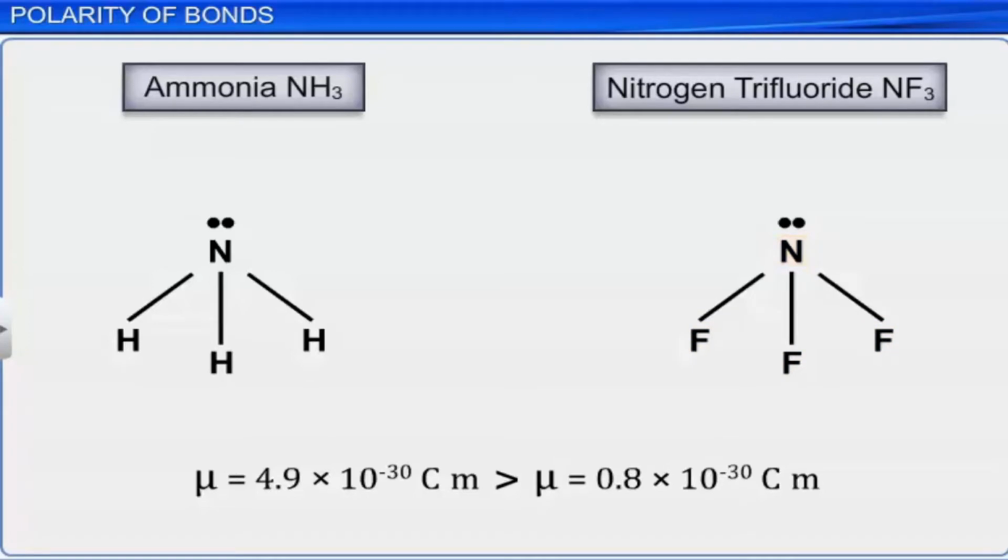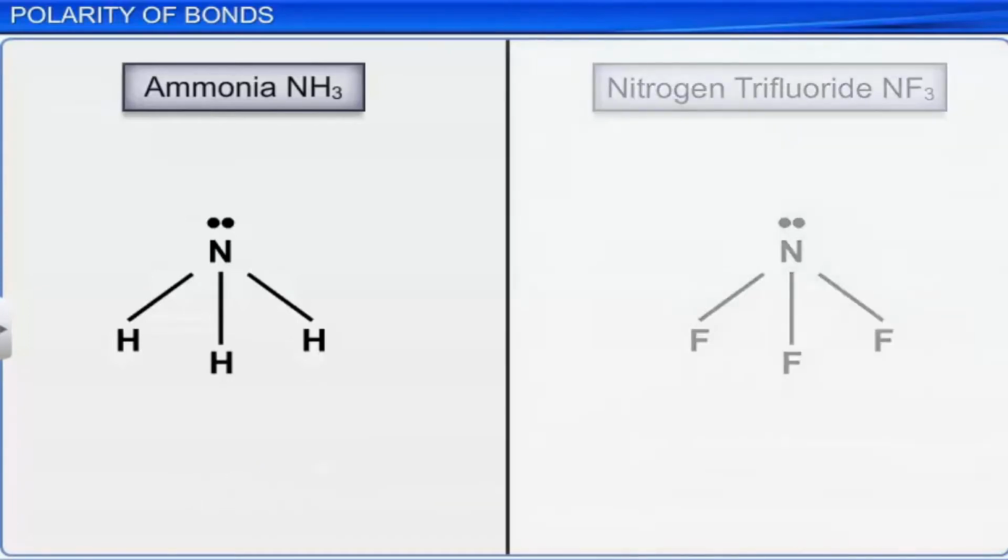The dipole moment of ammonia is 4.9 × 10^-30 coulomb-meter, while that of nitrogen trifluoride is 0.8 × 10^-30. In the ammonia molecule, there is a lone pair of electrons on the nitrogen atom and 3 nitrogen-hydrogen bonds present in the molecule. The bond dipole is directed towards nitrogen, as it is more electronegative than hydrogen. The resultant dipole moment is in the same direction as the orbital dipole due to the lone pair of electrons on the nitrogen atom.